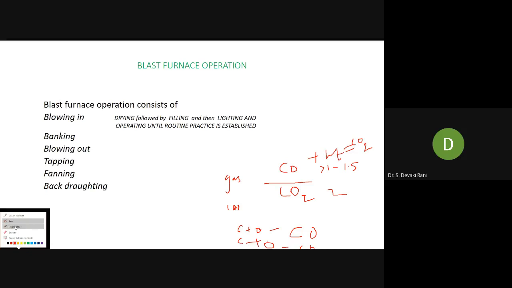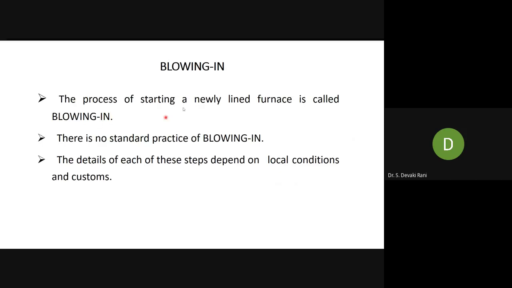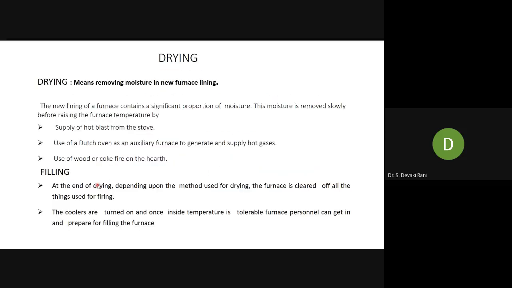So these are the operations in the blast furnace. Last class I was telling you. So blast furnace operation consists of blowing in operation, banking, blowing out, tapping, fanning. Blowing in consists of drying, followed by filling, and then lighting, and operating until the routine practice is established. So the process of starting a newly lined blast furnace is known as blowing in operation. Standard procedure is not that, depends upon the local conditions.